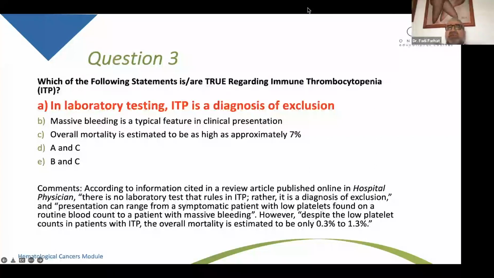And there was a response in the chat box: does the response to treatment with steroids help me in diagnosis? We'll come back to that. The treatment by itself will help, but there should be less than 1.5% mortality. And massive bleeding is extremely rarely a sign.